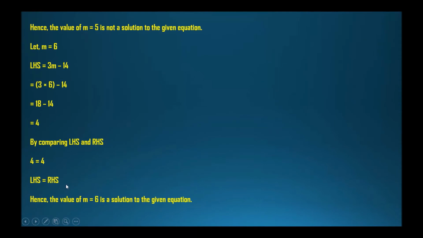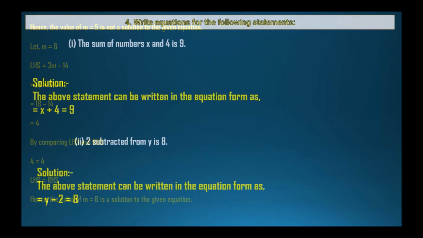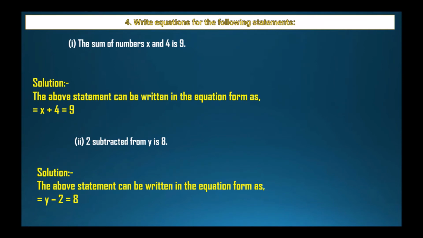Next question is, write the equation for the given statement. The sum of numbers x and 4 is 9. Sum means addition. So the above statement can be written in equation form as x plus 4 is equal to 9. 2 subtracted from y is 8. So the above statement can be written in equation form as y minus 2 equals 8.